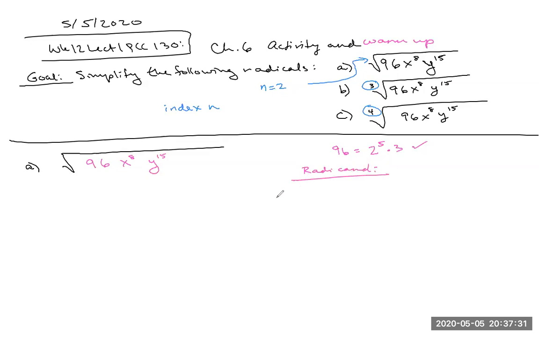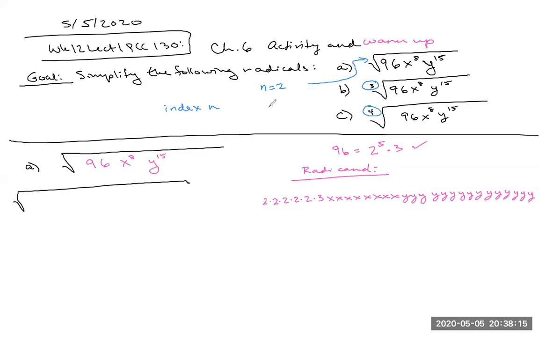So the radicand turns into 2 times 2 times 2 times 2 times 2 times 3, and then that's times 8 x's and 15 y's. So hopefully you can see all those. I'm going to keep these here throughout all 3 of these problems so we can see how it affects. So back to our problem over here.